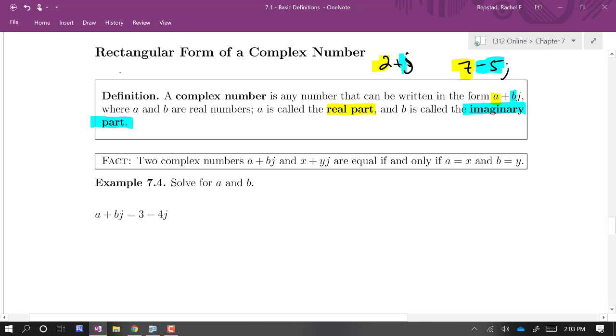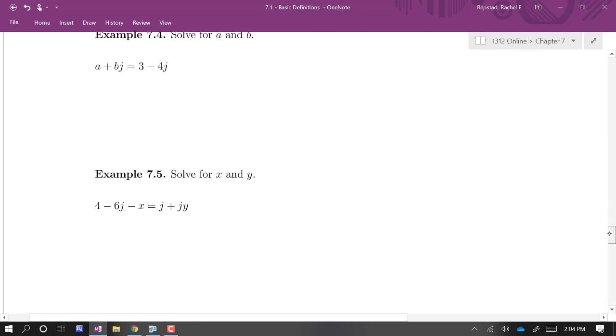So when we write a complex number in this way, where we have this real part and the imaginary part, we say that it is in rectangular form. Now, two complex numbers, say a plus bj and x plus yj, are equal if and only if a is equal to x and b is equal to y. So they're equal if their real parts are equal and their imaginary parts are equal. So we can use this fact to solve some equations.